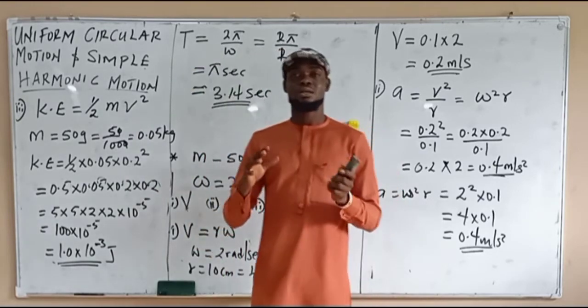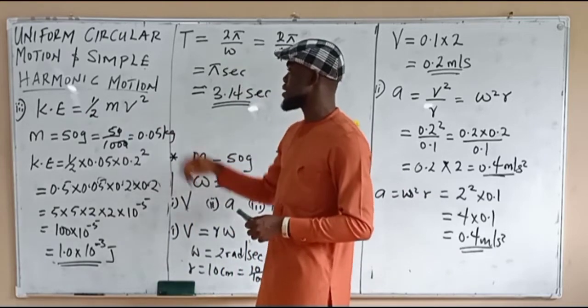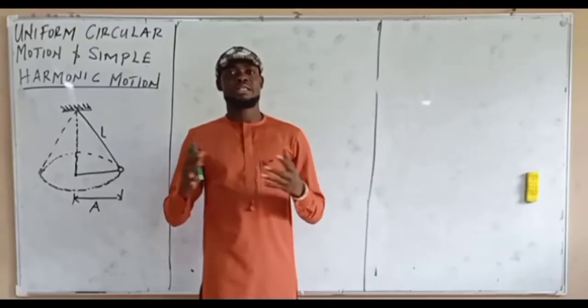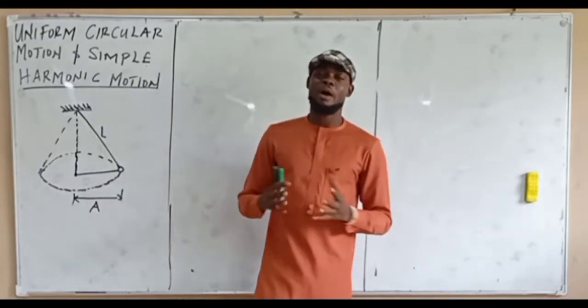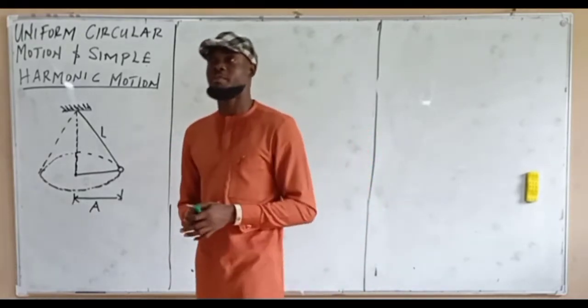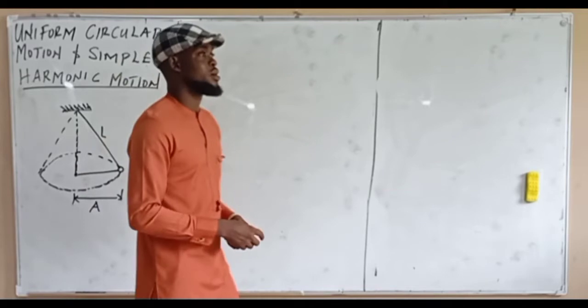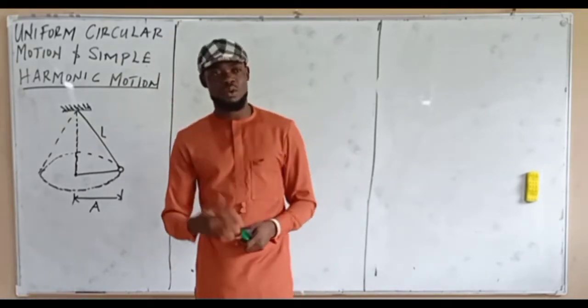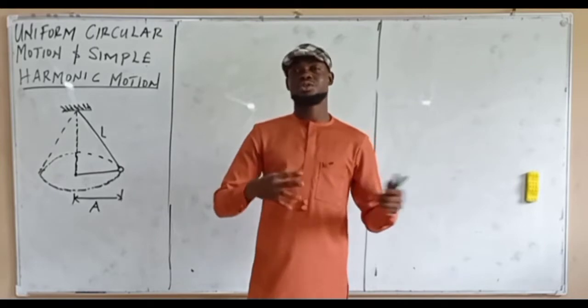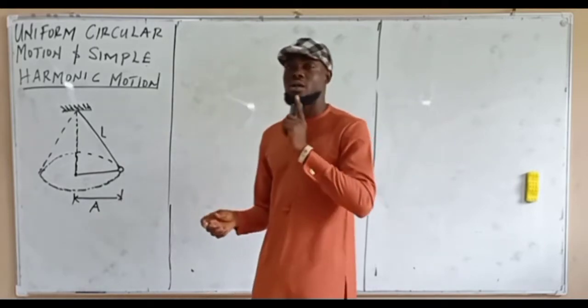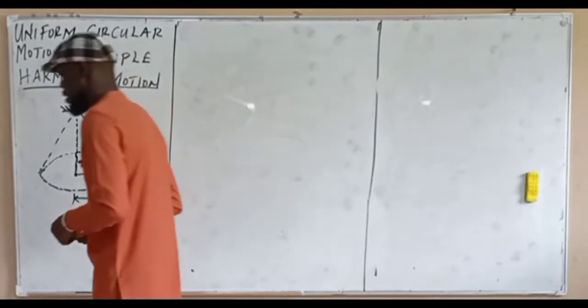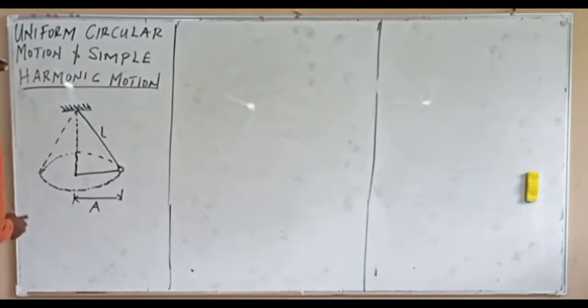Now, I want to look at the second aspect of this one, which is simple harmonic motion. Simple harmonic motion is simply a periodic motion of a body or an object which repeats itself at equal time intervals. I just did an introduction to this topic, and we are going to look at this diagram which shows a pendulum ball swinging that describes a simple harmonic motion. This is a type of simple harmonic motion.